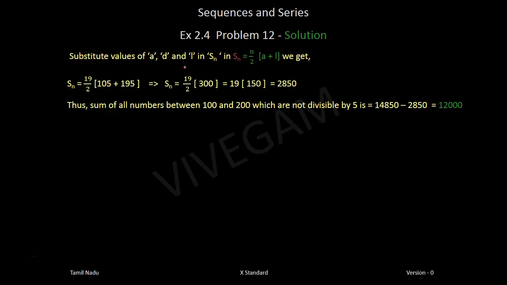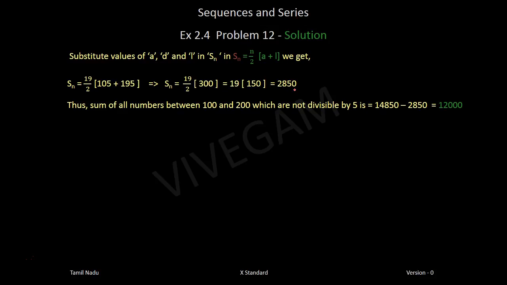So the number of terms in this series is 19. This is the 19th term. Substitute the values of A, D, L in Sn to calculate the sum of all the numbers in that series. Okay, what is Sn? n by 2, that is 19 by 2, open bracket A. What's the first term in the series? 105. What's the last term in the series? It is 195. So this 105 plus 195 is 300. So 300 into 19 by 2. 2 will go 150 times. 150 into 19 is 2850.